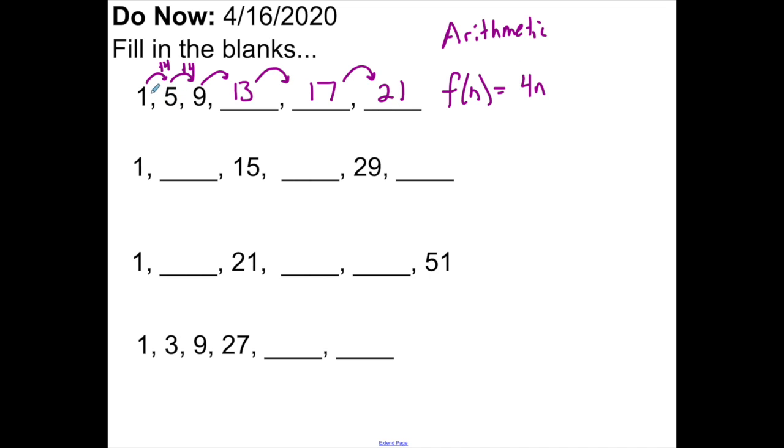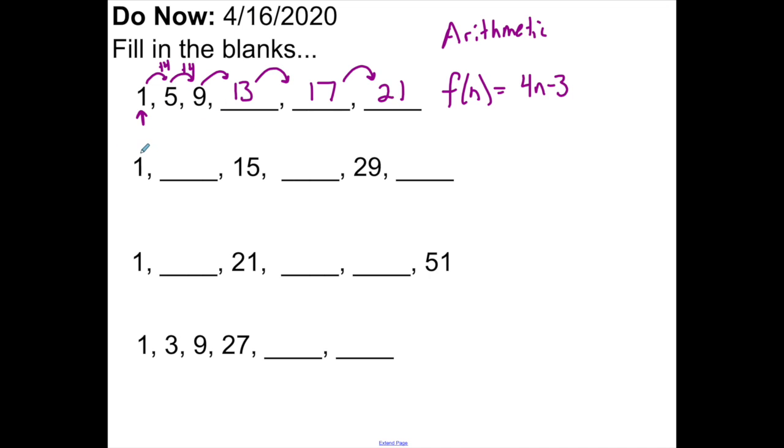And then think about it. If I plug in, let's say 1, what would I get? Well, right now I would get 4, right? Because 4 times 1 is 4. But what I want to get is 1. And so for that to happen, I have to put a negative 3. So it's like a y equals mx plus b.